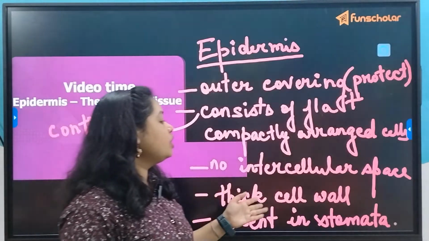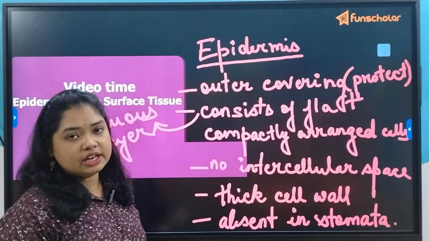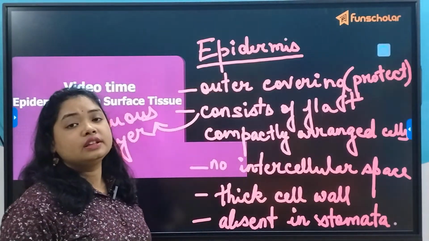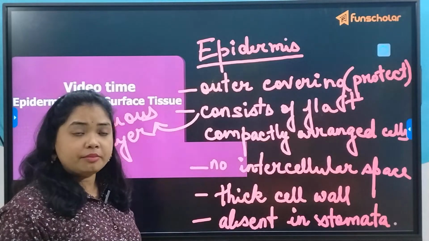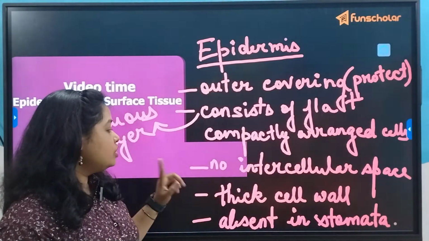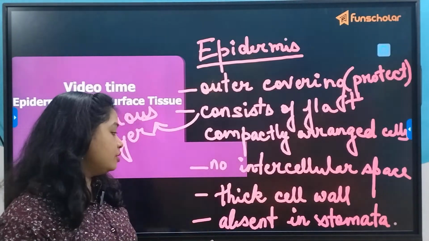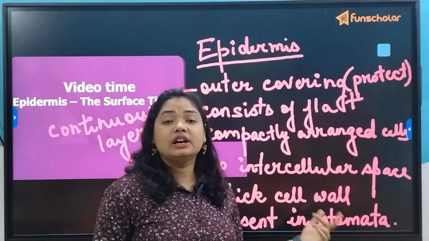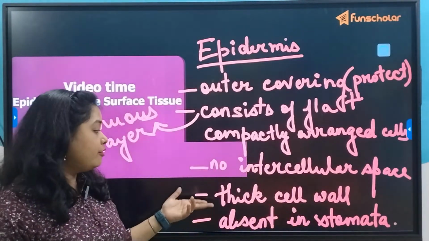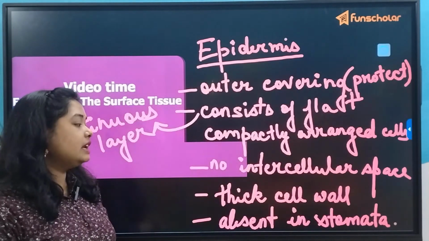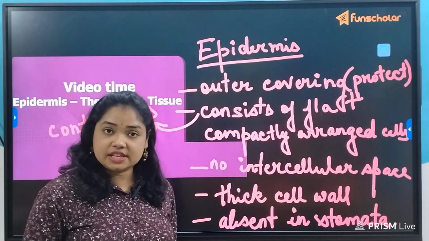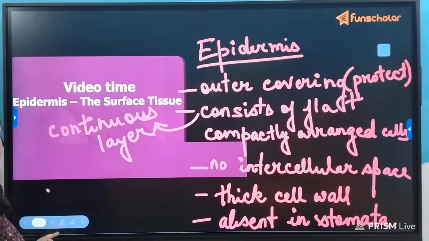Right. Third thing is that no intercellular space. So if it would contain intercellular space, then obviously the protection function will not be met, because then the toxins and the pathogens from the environment can enter through the intercellular space. So it forms a compactly arranged layer which has no intercellular space except in case of stomata, because that is necessary for the gaseous exchange. And also the cell wall is thick so that it can perform this protection function better, and it can actually give mechanical support to the plant body also, being the outer skin of the plant body. So these are the features we have known.